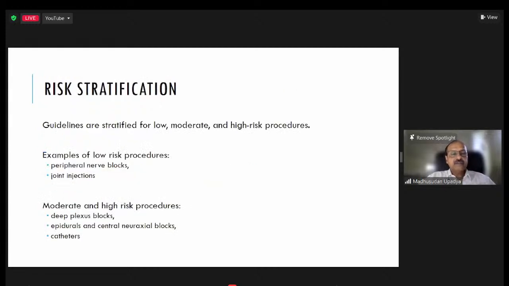When you talk about the risk associated with the anticoagulants, the guidelines are stratified for low, moderate, and high risk procedures. What are the low risk procedures? Usually the peripheral nerve blocks, especially under vision, when you use an ultrasound, or when you get into a joint to inject drugs. Moderate and high risk procedures include deep plexus blocks like lumbar plexus blocks, or a deep sciatic block, epidurals and central neuraxial blocks, and then invasive catheters. Wherever you want to place them, they come under the moderate to high risk procedures.